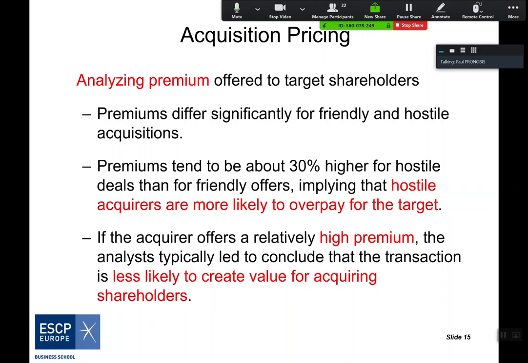So, of course, we understand by now that if a very high premium is paid, then it's much harder for this transaction to create value for the shareholders of the acquiring company. Because we need to improve performance so that the shareholders get back this price premium that was paid for the deal. And so in the worst case, this could put the whole creation of value story at stake.